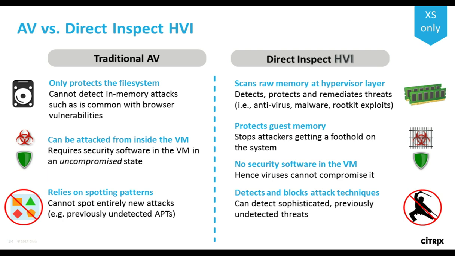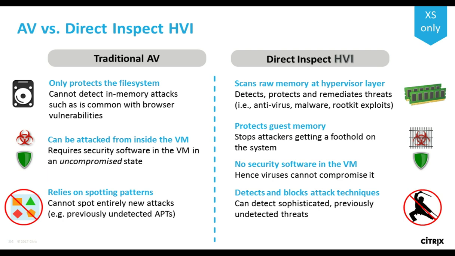In a Direct Inspect HVI platform, such as what's available in XenServer and new to the platform, it's going to scan raw memory at the hypervisor layer. So it's going to detect, protect, and remediate the threats, such as antivirus, malware, and rootkit exploits. It also protects your guest memory. It's going to stop any attack from gaining a foothold on the system because, again, it only runs in that protected space and not in the unprotected one. There's no security software in the VM, so the viruses really can't compromise it. So it sits in a different space as a result of being in the HVI space.